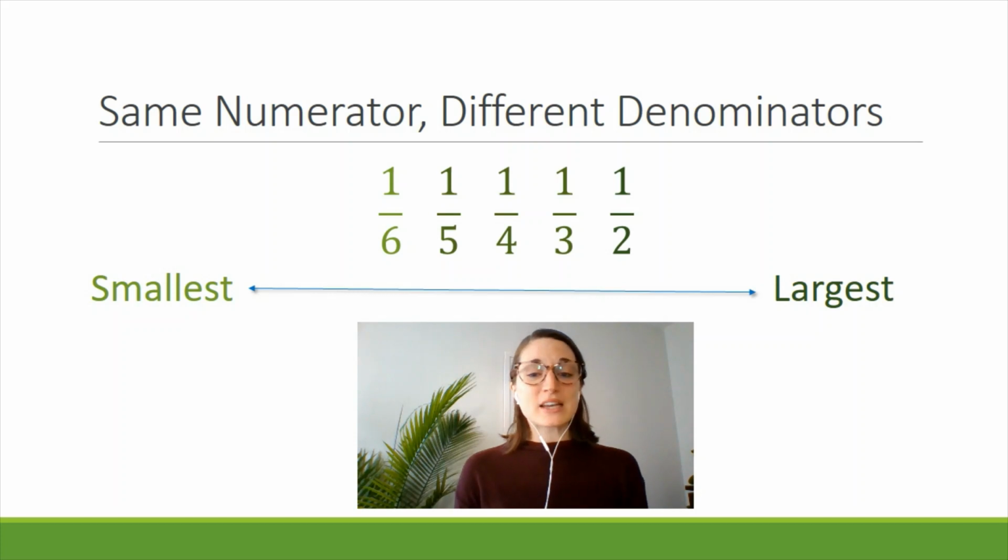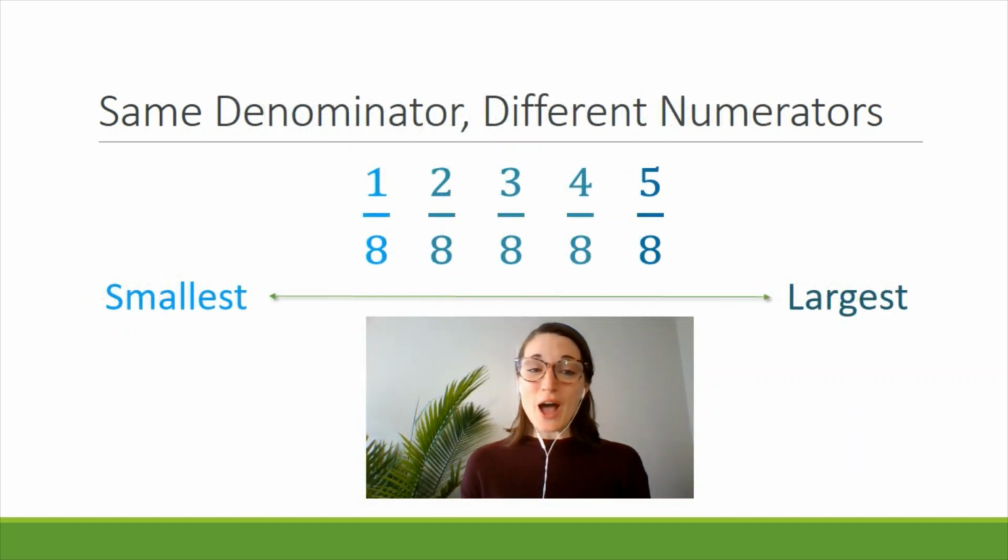So even though 6 is a bigger number, when it's in that denominator in the world of fractions, 1/6 is smaller than 1/5, which is smaller than 1/4, which is smaller than 1/3, which is smaller than 1/2. So you can organize your fractions from least to greatest by putting the one that has the largest denominator at the beginning.